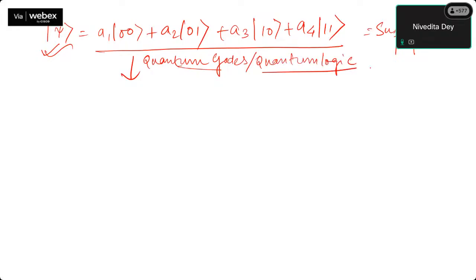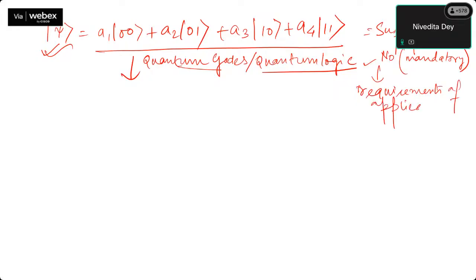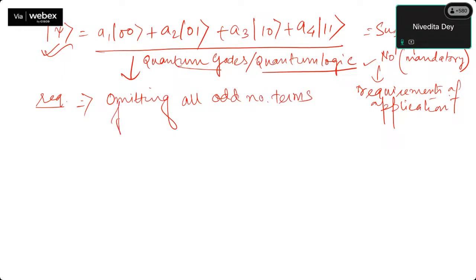Interference, do we mandatorily have to use it? No, it's not mandatory. It depends on your requirement, on the requirements of your specific application. Now, say my requirement was that I will be omitting all odd number terms from my superposition.